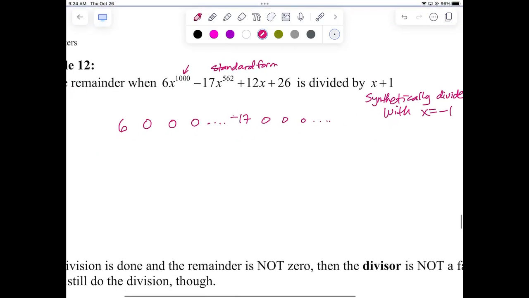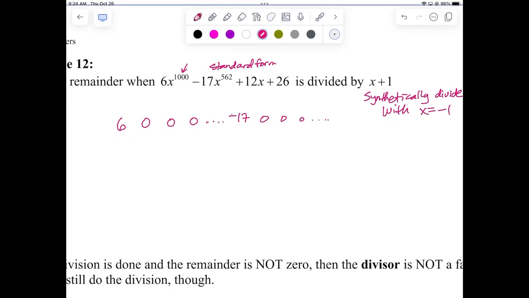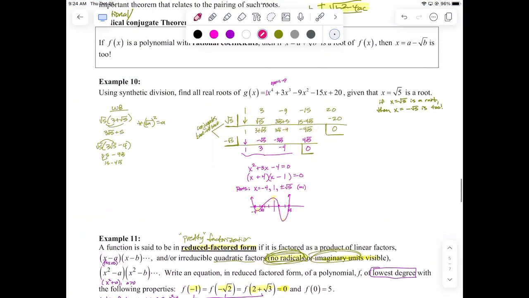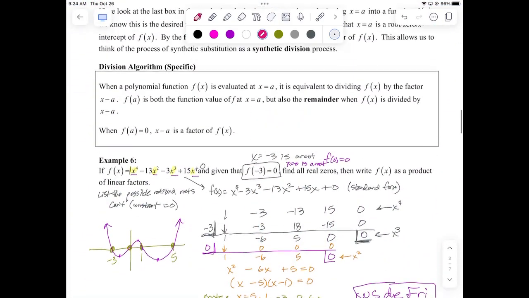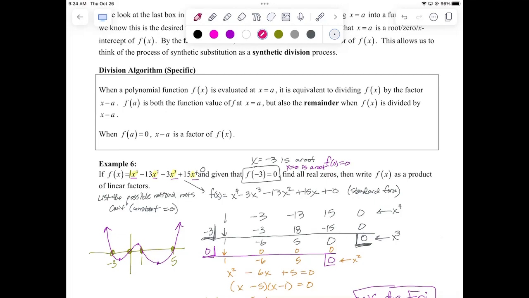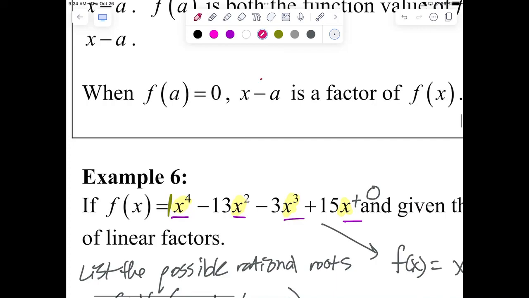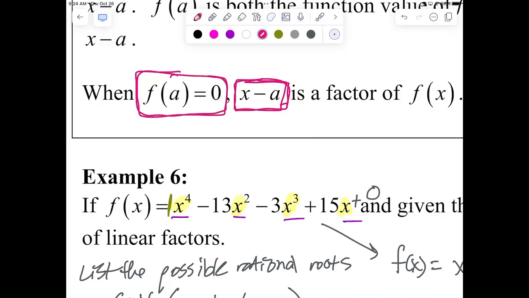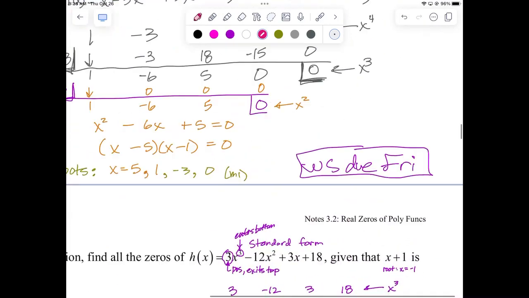So you can either do long division or you can use this little theorem up here, the division algorithm. Remember, dividing by x minus a is the same as evaluating the function at a. And the value that you get is the remainder. If the remainder is 0, it's a factor. Dividing by x minus a is the same as evaluating the function at a. So let's come back over here.